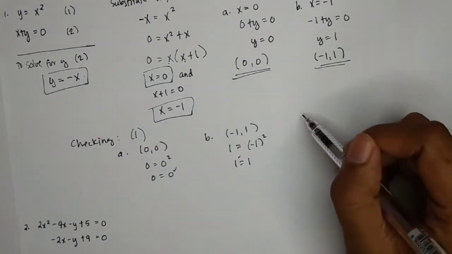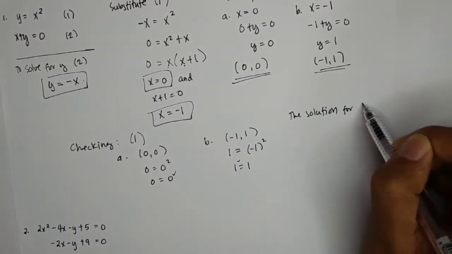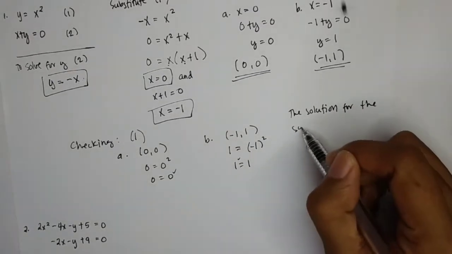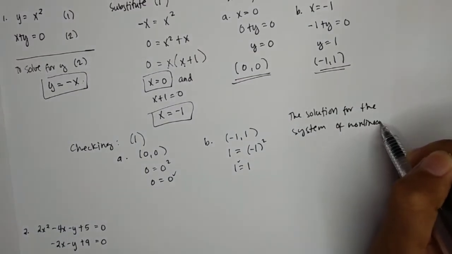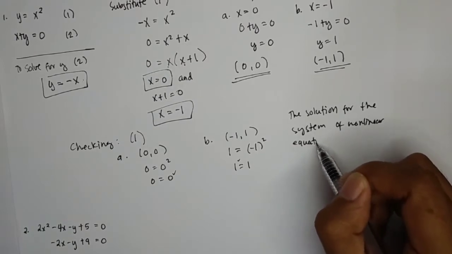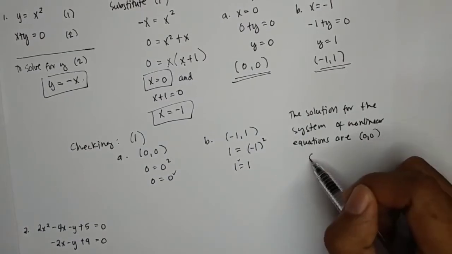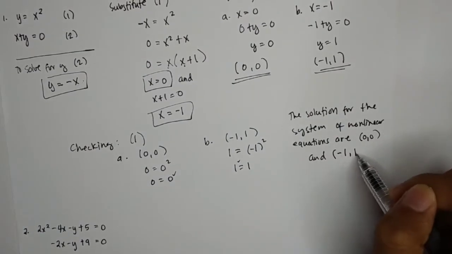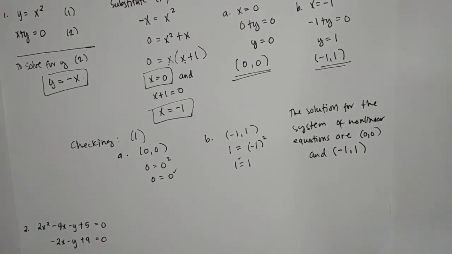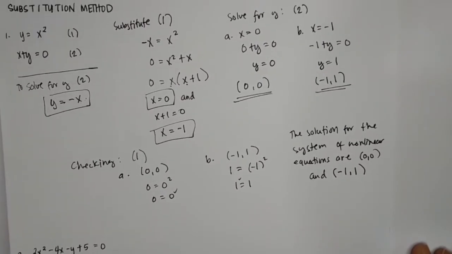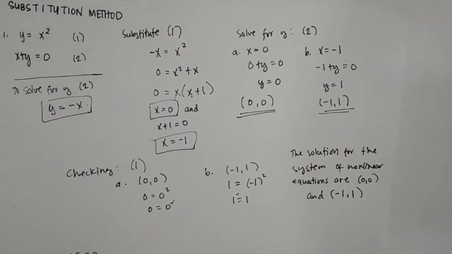So, the solution for the system of nonlinear equations are, we have here 0, 0 and negative 1, 1. So, yan yung solution natin. Okay? So, let's proceed sa example number 2. If walang question sa 1, if may question man, just write your question in the comment section below.